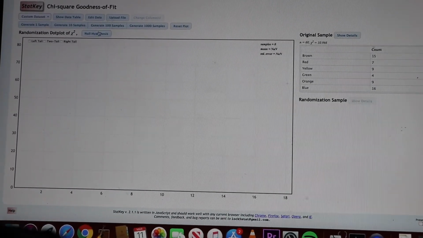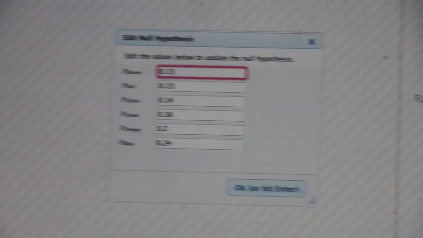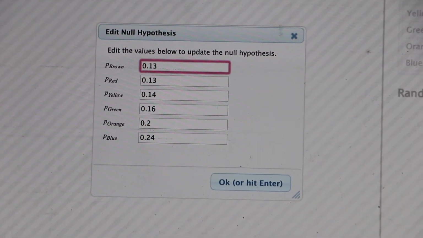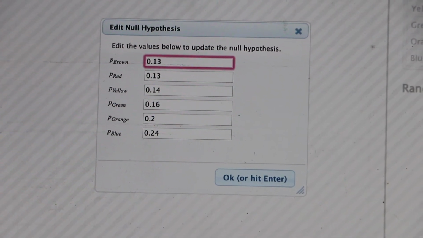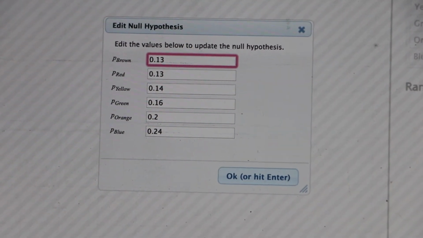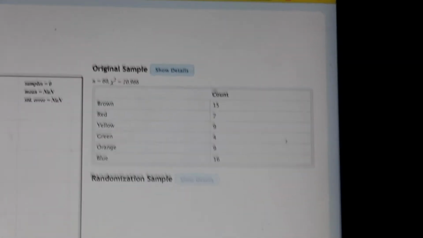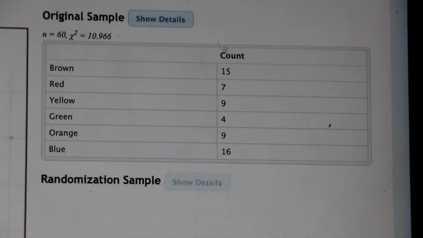So here's my null hypothesis. Okay, so it's under the assumption that the distribution of these colors match. Yes, 13%, 13%, 40%, 16, 20, 24. So this was our original sample. This is the sample that I generated.